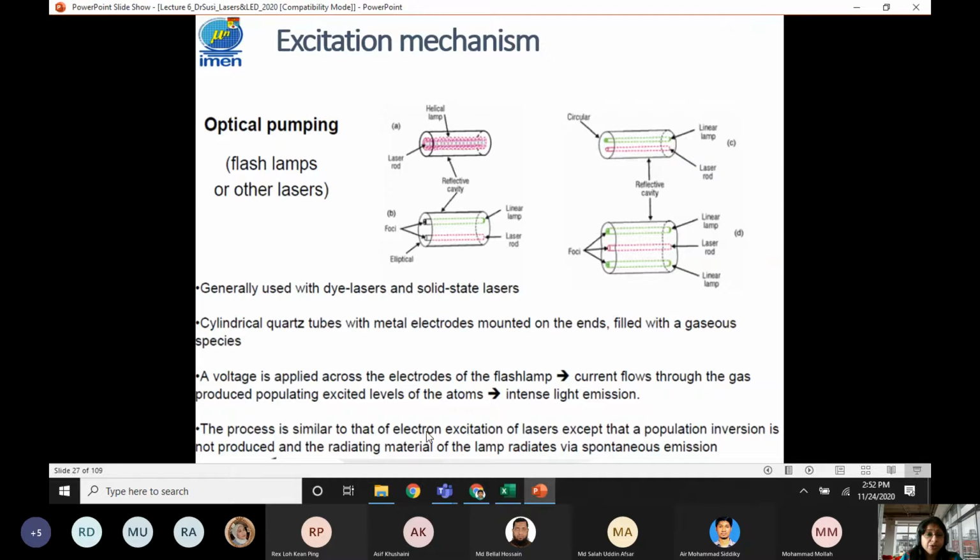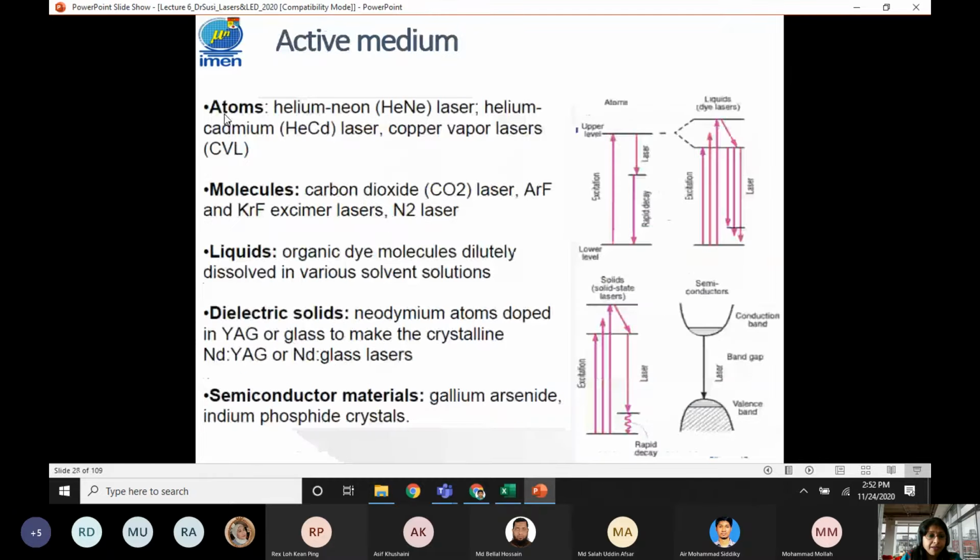Okay. So other than optical pumping, some of the active mediums that can be used are helium neon and helium cadmium. You also have copper vapor lasers. Also, we can have molecules, liquids, dielectric solids, and also semiconductor materials, for example gallium arsenide and indium phosphide crystals.